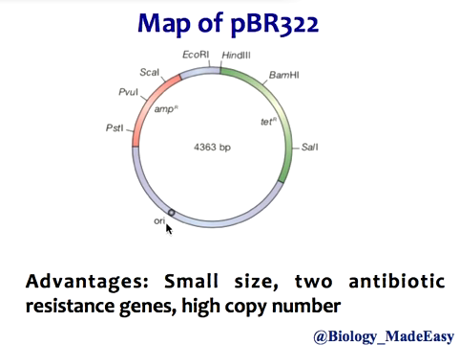Because this plasmid is very small in size, for example it consists of 4363 base pairs, it is very easy to handle in the laboratory. And because there are two antibiotic resistance genes, one ampicillin resistance and another tetracycline resistance, this gives you an added advantage while selecting your recombinant host. Also, this is a high copy number plasmid. Here the copy number indicates the number of plasmids per cell. Whether a vector will be high copy number or low copy number depends upon the ORI sequence.